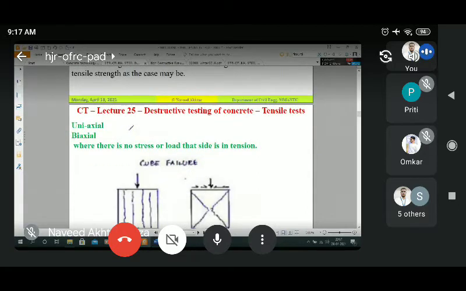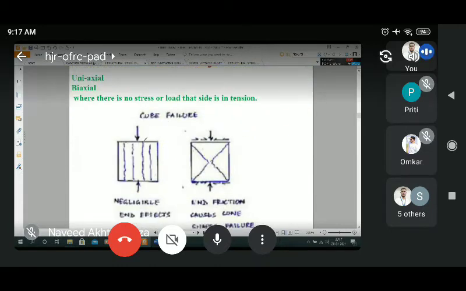So, we have seen in the previous class, in uniaxial bending, the pressure or load is applied from only one axis. So, we know that we have three axes of reference, x, y, and z. Okay. So, these three axes you can know. So, if you are applying the load to the specimen from only one direction, from top and bottom, then this is termed as uniaxial compression.